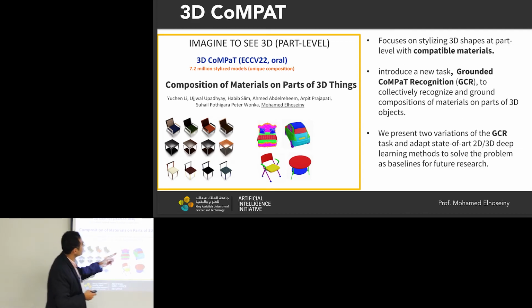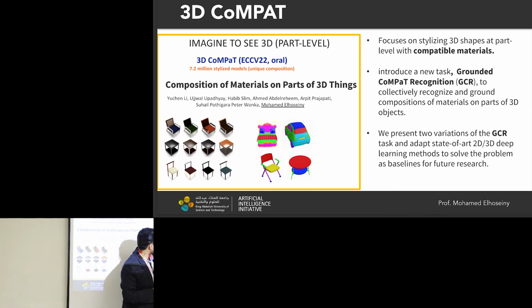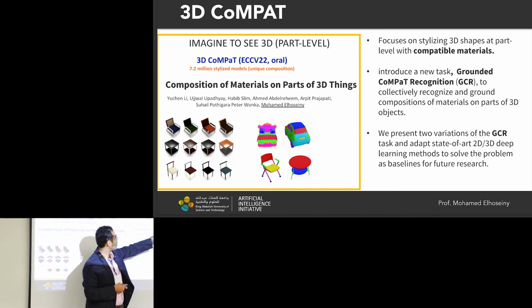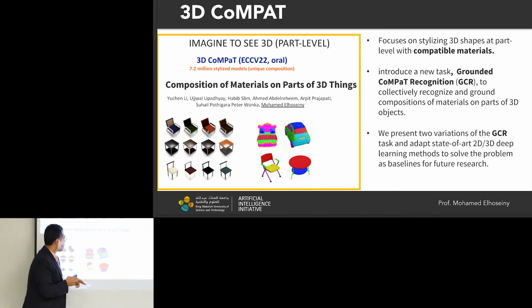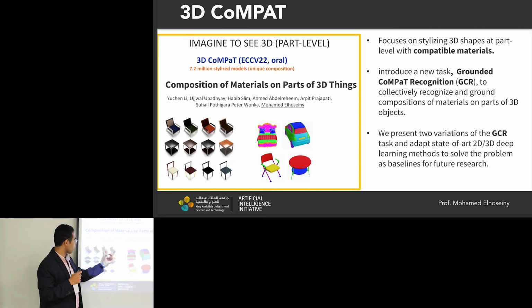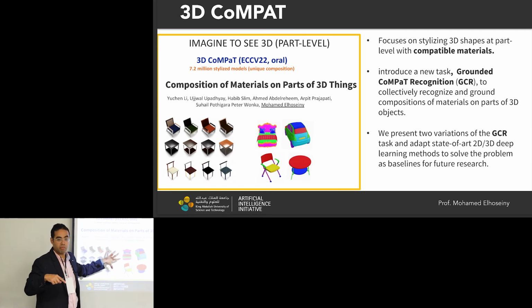We define a task called grounded compat recognition, which is a task of collectively recognizing the shape category as well as the part material pairs that exist in the given model and where they are. Grounded means that I want to know where precisely in the image or in the 3D model this exists.